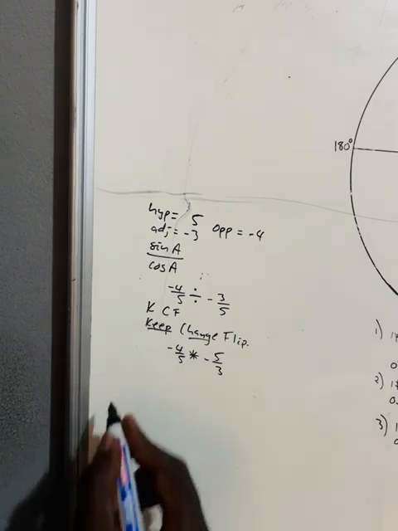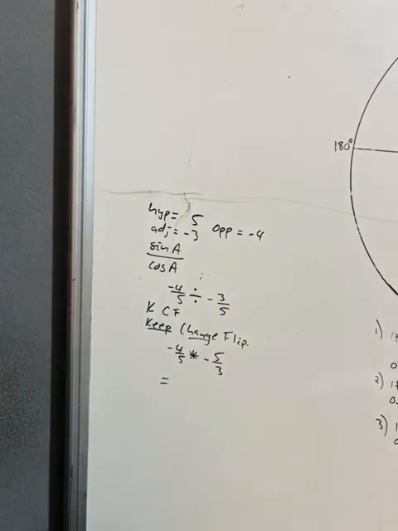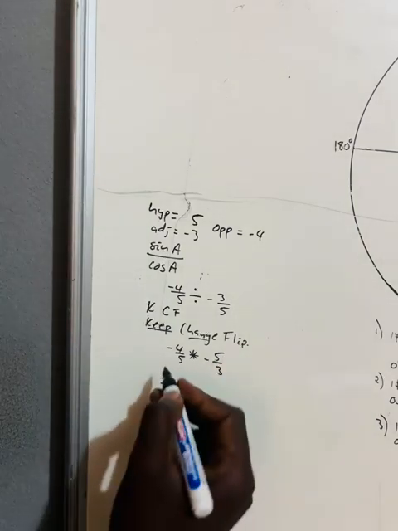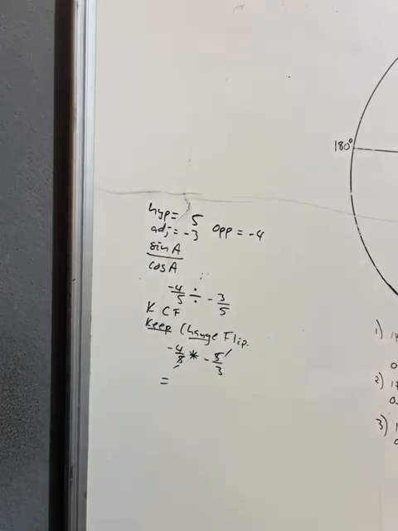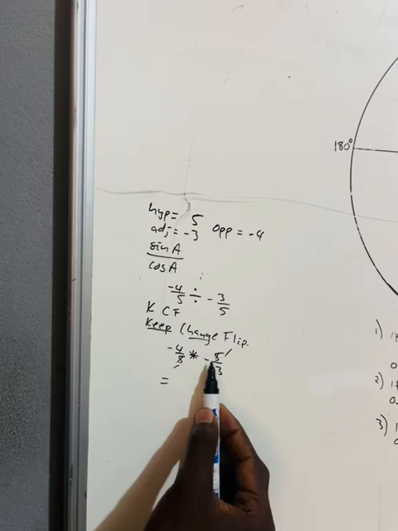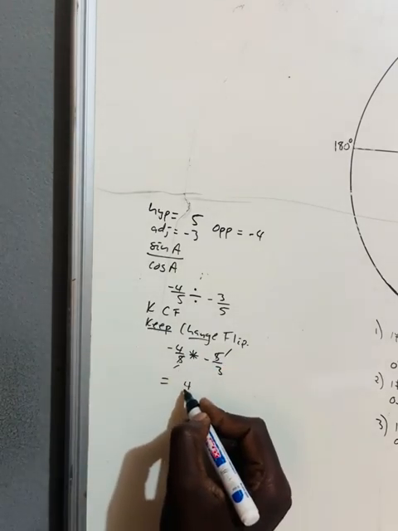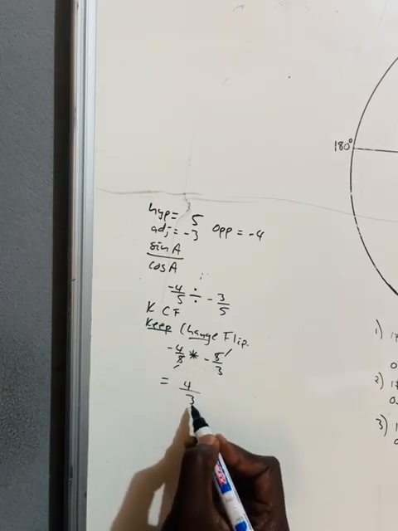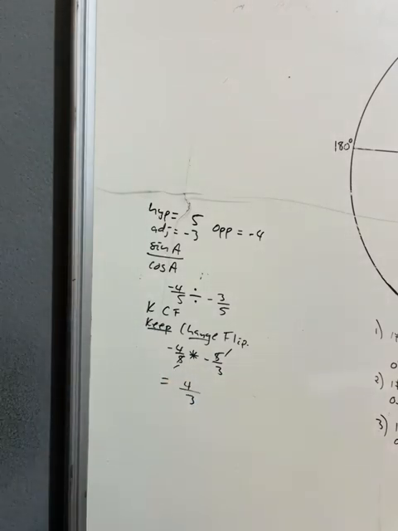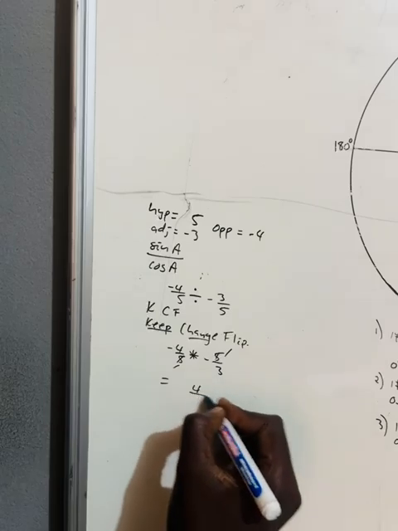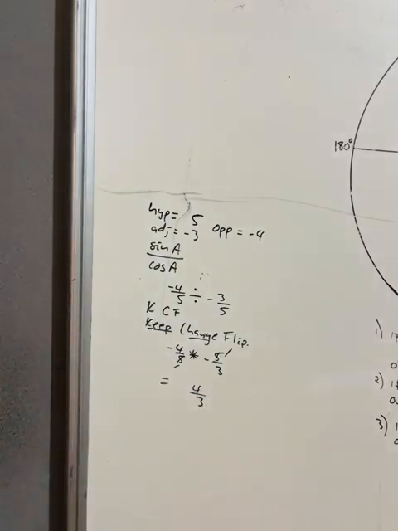Now, if we're to move forward, what do we identify? We've got a 5 and a 5, and these two have a common factor, which is 5. Here there is nothing. So now we say negative multiplied by negative gives us a positive. And 4 multiplied by 1 gives us 4, over 1 multiplied by 3, which gives us 3. And just like that, we are done with the question. 4 over 3 is our answer.